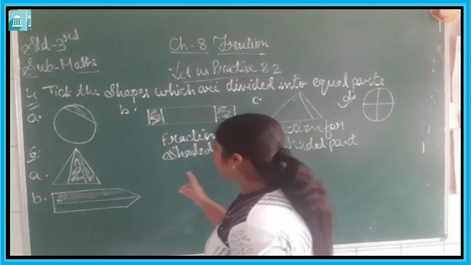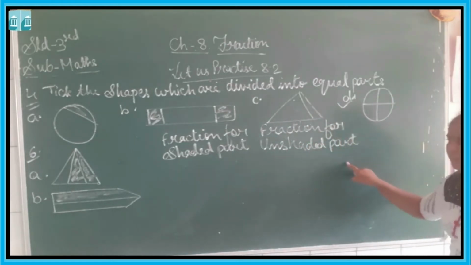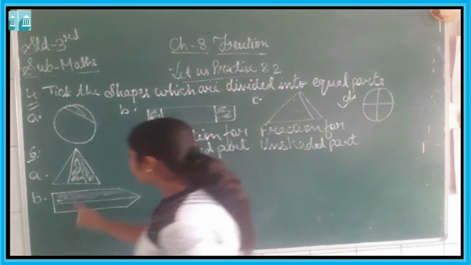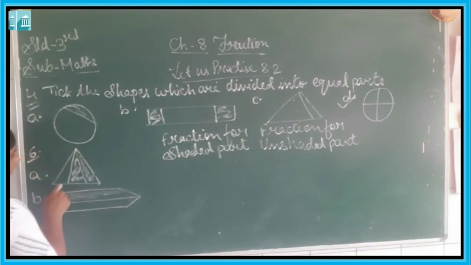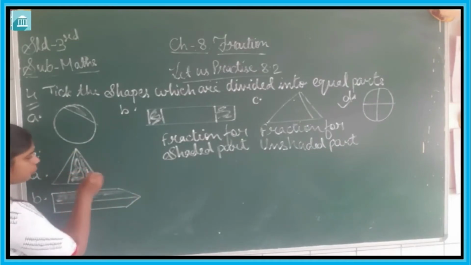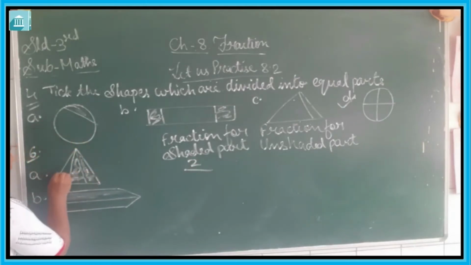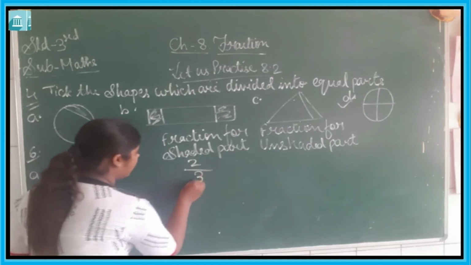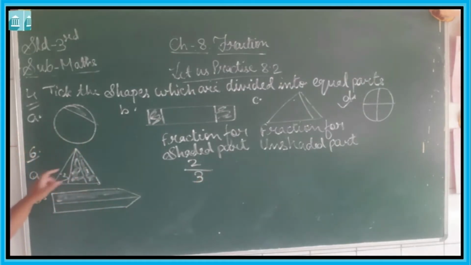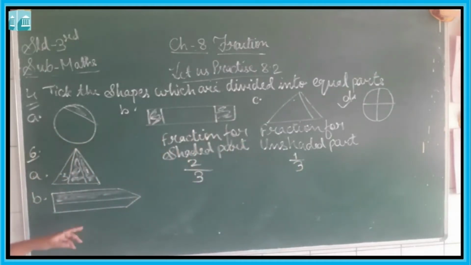Question number 6. Here we have to write the fraction for the shaded part and the fraction for the unshaded part. From the figure, we have to see how many shaded parts there are in total. First we'll write the shaded part, 1 2. So 2 is the shaded part by the total part 1 2 3. Now how many unshaded parts? 1. So we will write 1 by 3. In the same way, the next question.